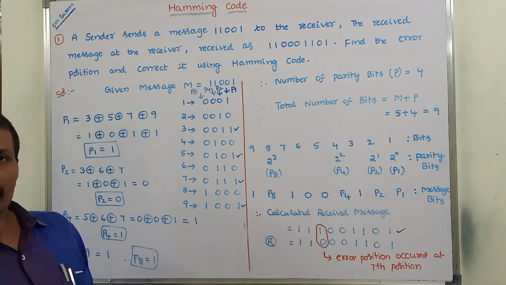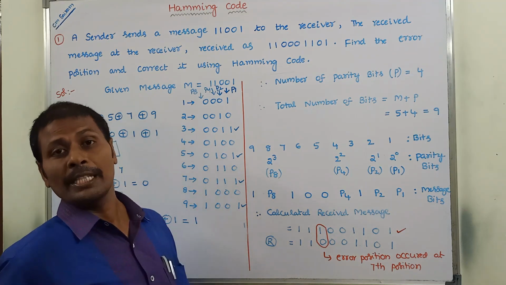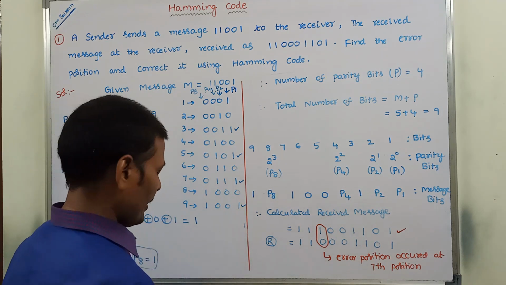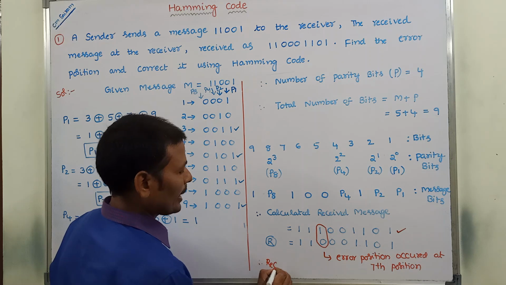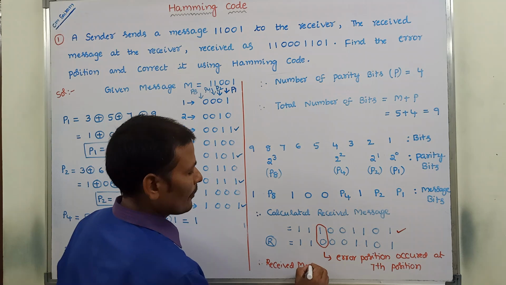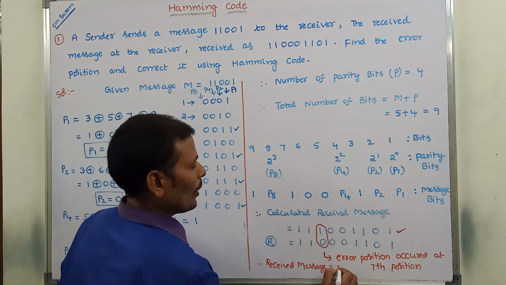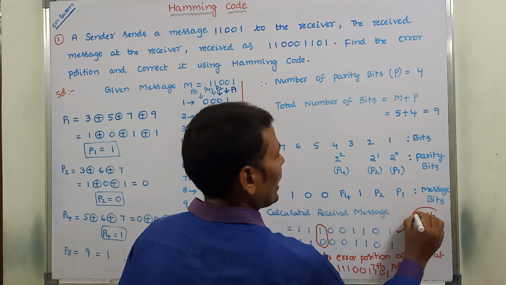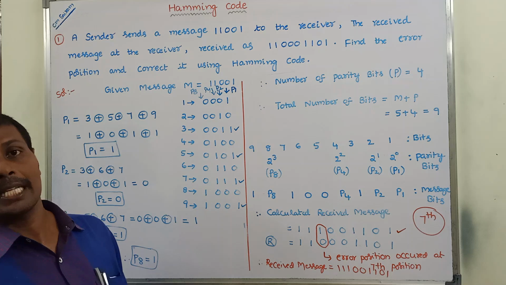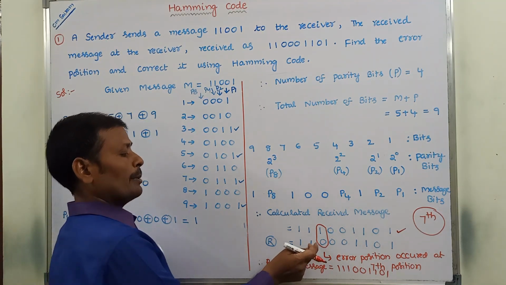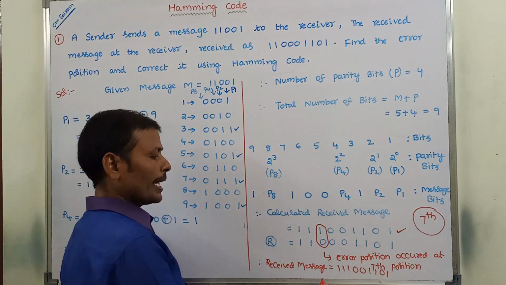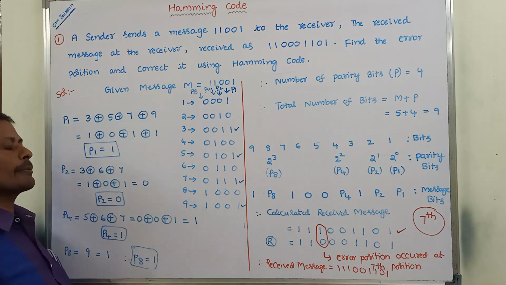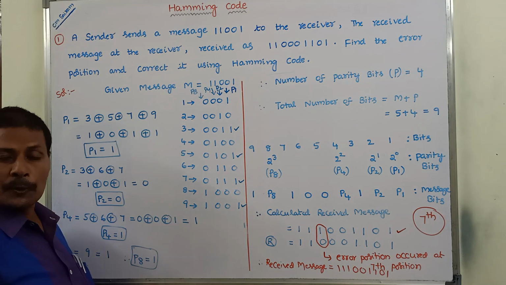Okay. To correct that message, whatever the message bit value at the 7th position that is received at the receiver, that 0 is changed to 1. Therefore, after correcting the received message, it is 1 1 1 0 0 1 1 0 1. So at the 7th position we are getting the error. After correcting the error at the 7th position, whatever the bit value is there, that bit value 0 can be changed to 1. After correcting, what is the message we are getting? 1 1 1 0 0 1 1 0 1. So in this way, we have to solve the given problem using Hamming code.